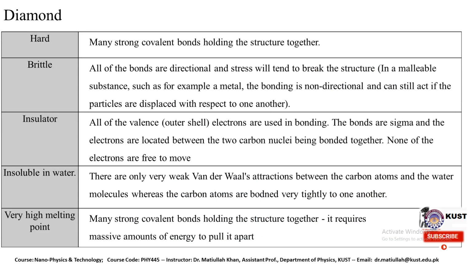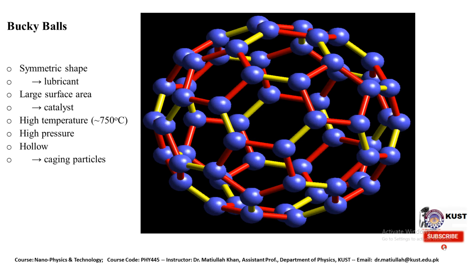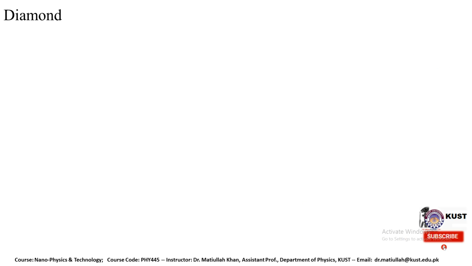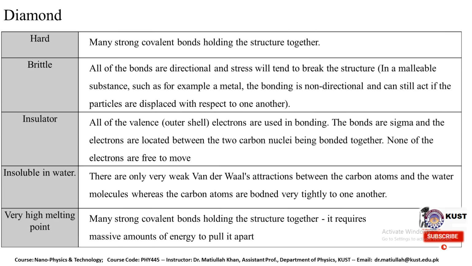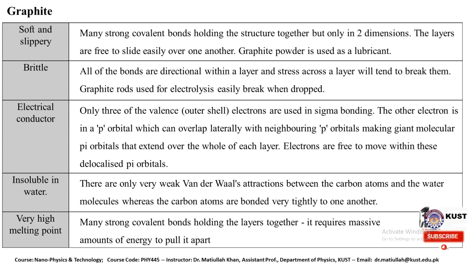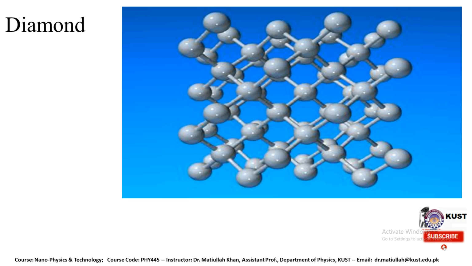If you look at diamond, graphite and the buckyball structures, the nature of the atoms is the same, but they differ only by the arrangement, and that completely changes the properties. Diamond is an insulator because the valence electrons are used in bonding. But graphite is an electrical conductor because only 3 of the valence electrons are used in the sigma bonding. So graphite and diamond have very different properties from each other.